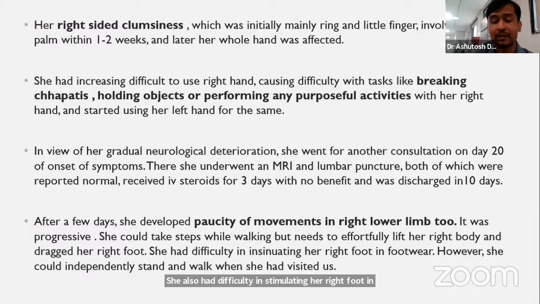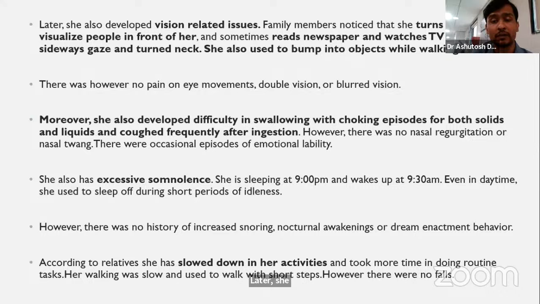Later, she also developed vision-related issues. The family members noticed that she turned her head to visualize people in front of her and sometimes read the newspaper and watched TV with a sideways gaze and turned her neck. She also used to bump into objects while walking. There was no pain on eye movements, double vision, or blurred vision. Moreover, she also developed difficulty in swallowing with choking episodes for both solids and liquids and coughed frequently after ingestion. However, there was no nasal regurgitation or nasal twang.